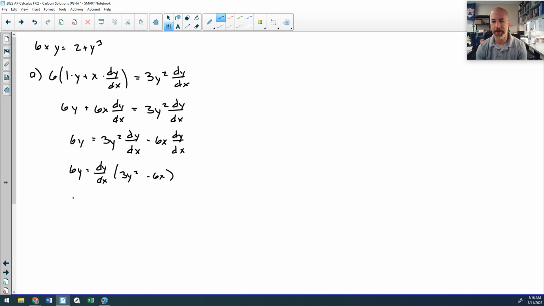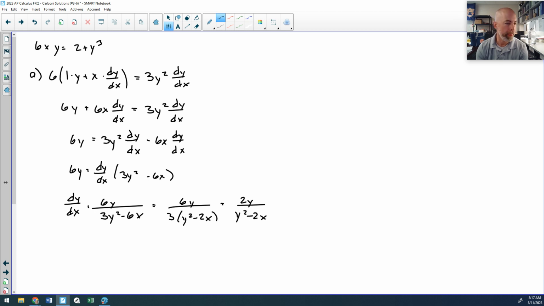And then I will divide, so dy/dx would be 6y divided by 3y squared minus 6x, which normally I am perfectly content stopping there. But again, we're proving that the answer is 2y over y squared minus 2x. And so I'm going to go a little bit further. I'm going to factor the 3 out of the denominator. And again, I don't want to skip steps because this is a proof. You probably would be safe skipping a little bit, but I just feel more comfortable showing every nitpicky detail.